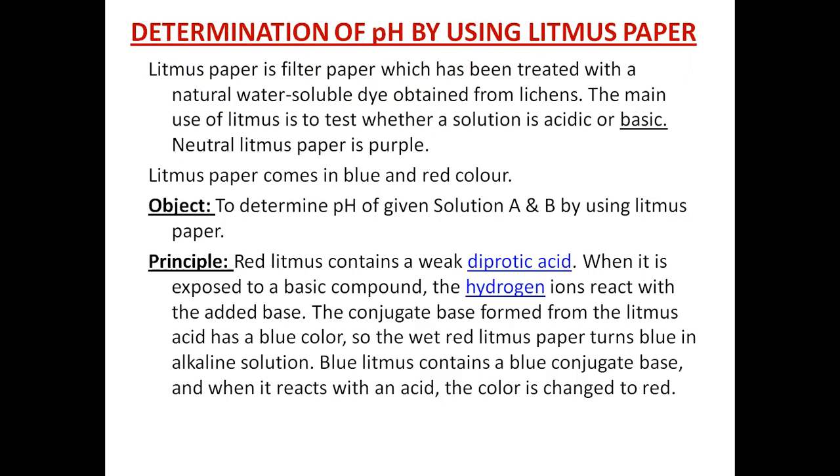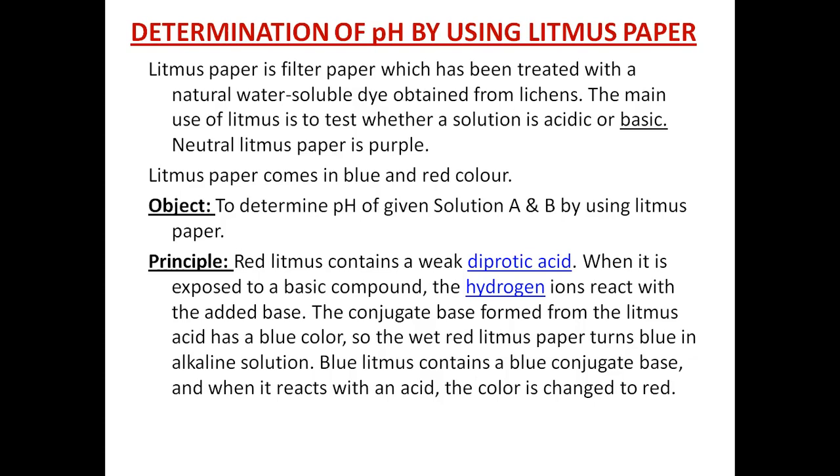So let's discuss how you're going to determine the pH of a solution by using litmus paper. Basically, litmus is a water-based mixture of different dyes extracted from lichens. It is often adsorbed onto filter paper to produce one of the oldest forms of pH indicator, and it is used to test materials for either acidity or basicity. So litmus paper is a filter paper which has been treated with a natural water-soluble dye obtained from lichens. The main use of litmus is to test whether a solution is acidic or basic.